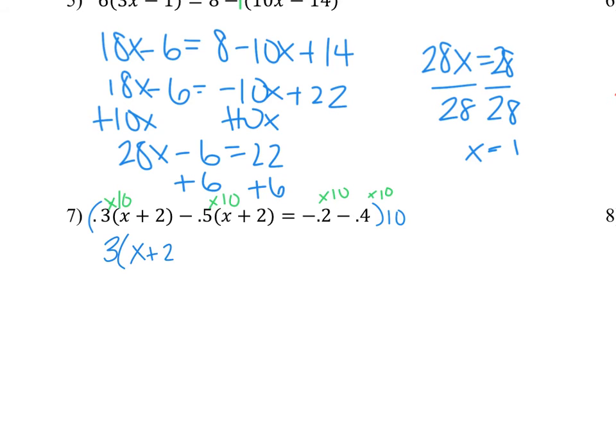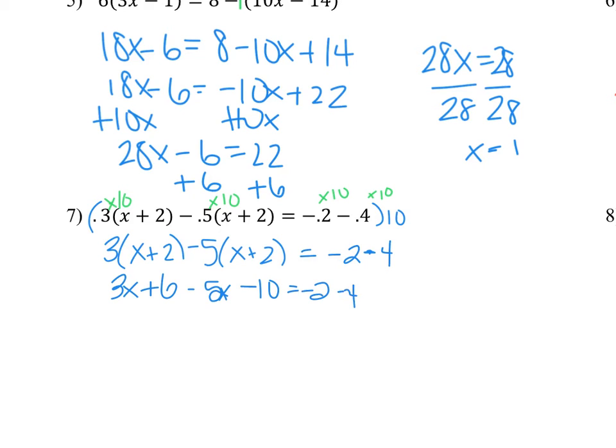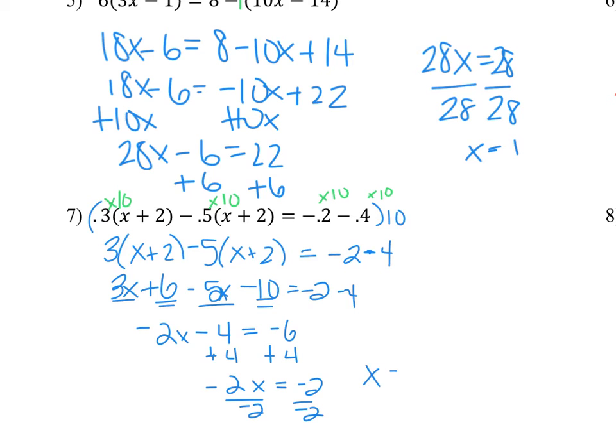So 3 times x plus 2 minus 5 times x plus 2 equals negative 2 minus 4. All right, let's go ahead and distribute everything through. Make sure you distribute the negative through to everything. And then when you combine like terms on the same side of the equal sign, keep the operation. When you go across the equal sign, do the inverse operation. So negative 2x equals negative 2. Divide by negative 2, x equals 1.